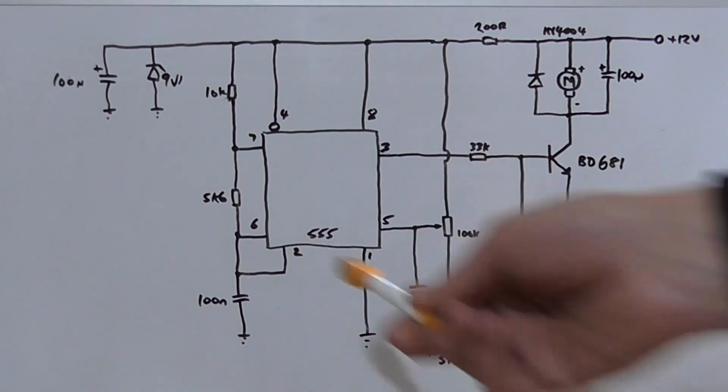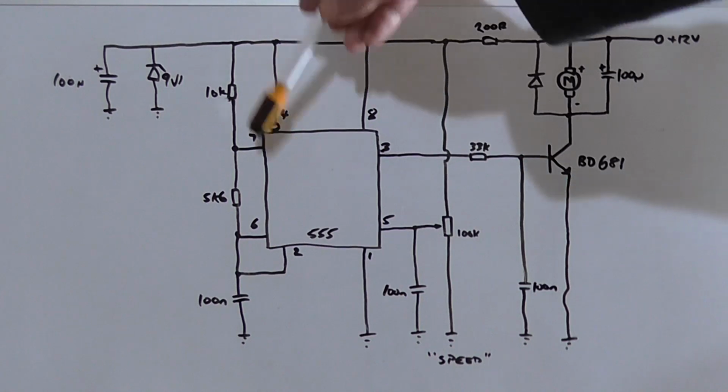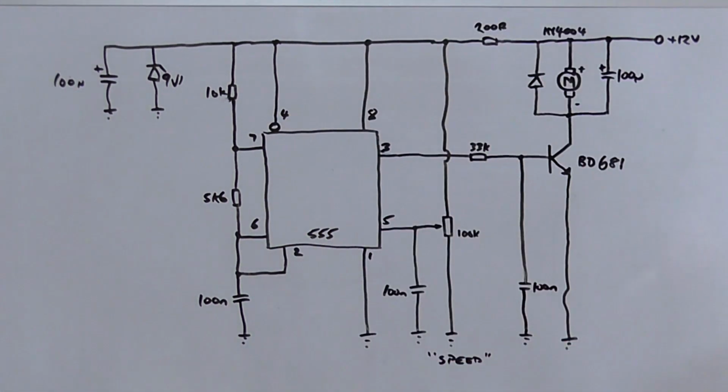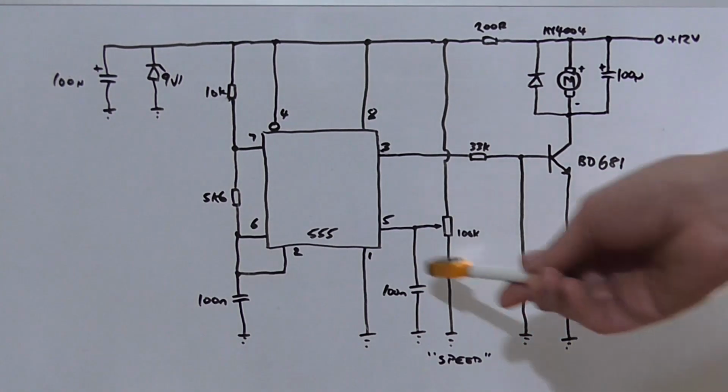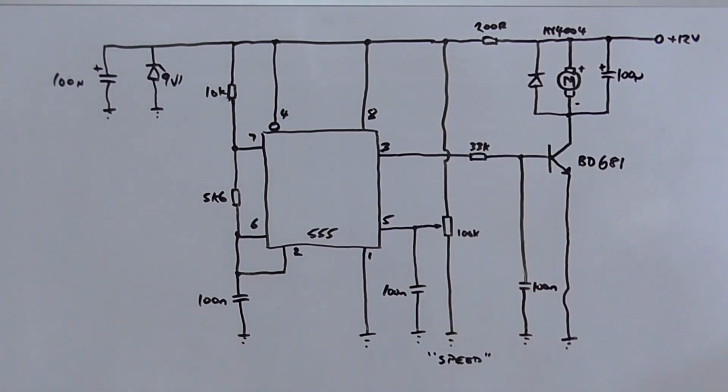So we still have a 555 timer here, and it's configured in astable operation, and with the values of this 10k, the 5k6 and the 100 nanofarad capacitor here, that gives us roughly an operating frequency of about 6.8 kilohertz, somewhere around there. And on pin 5, the control voltage, we're varying that voltage, which is going to vary the duty cycle of the square wave.